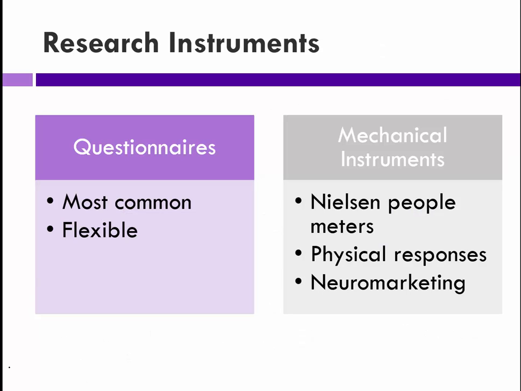Let's see. The research instruments that I might use. Questionnaires are the most common, and they're very flexible. They're also inexpensive, which is nice. Then there's mechanical instruments that I'll use a lot in the observational, where I measure physical responses or what people are watching. The neuromarketing. There's several links to videos on the neuromarketing and physical responses that are really very interesting. So if you have time, I recommend you watch those, because that stuff's pretty interesting.